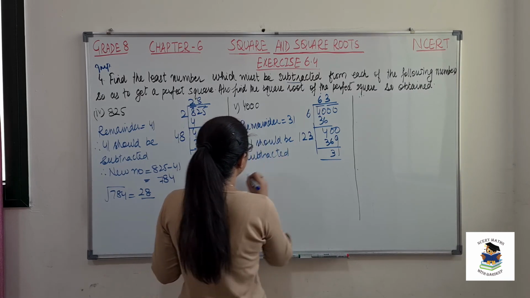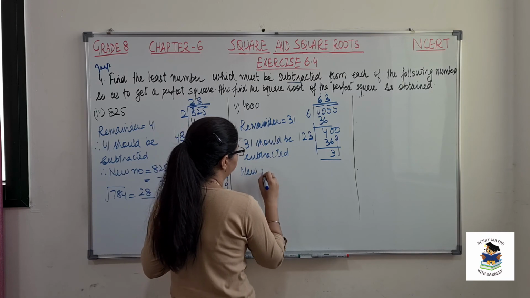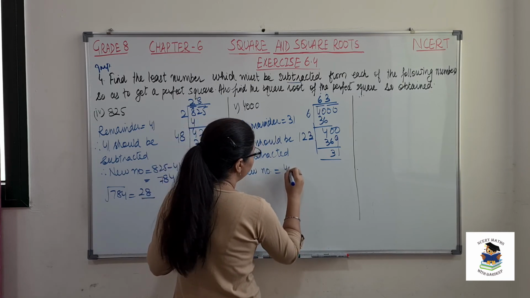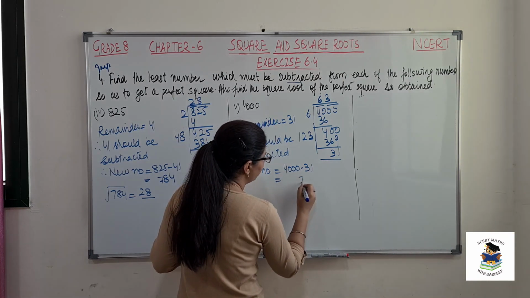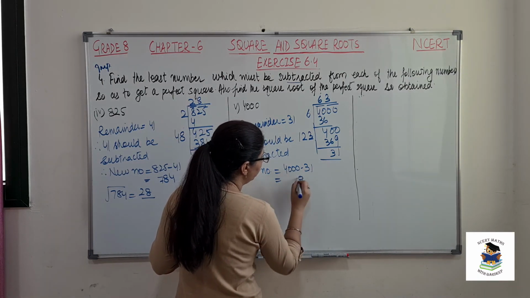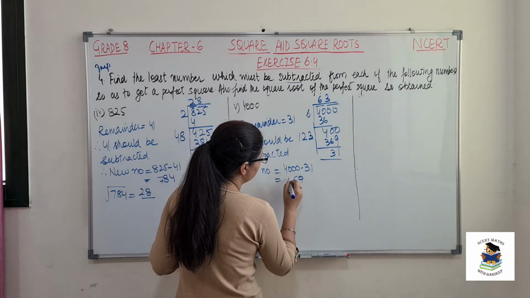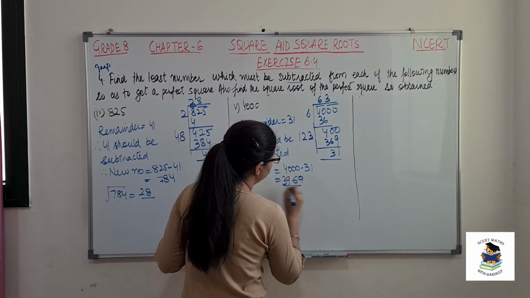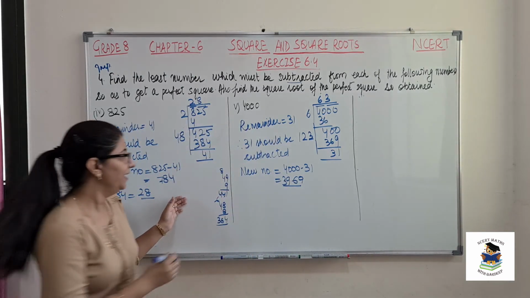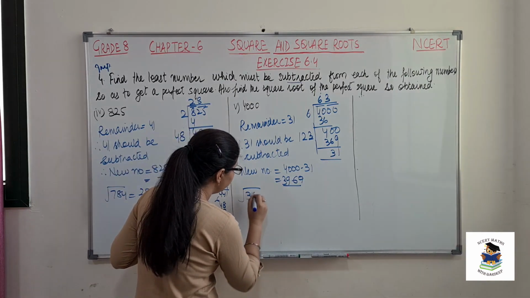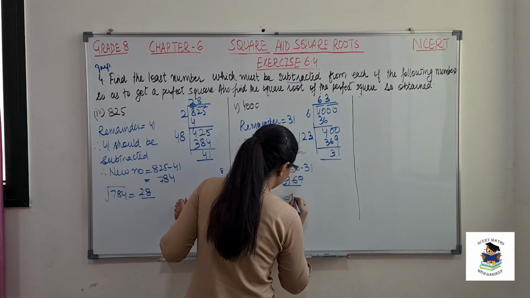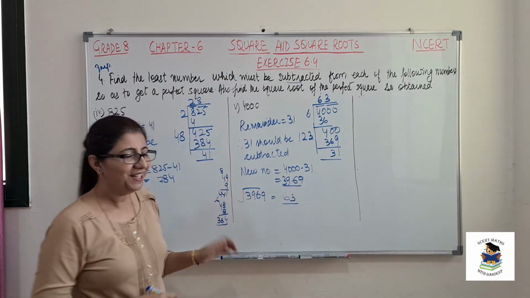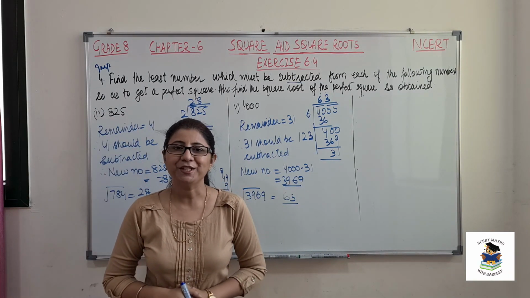Okay, so what is our new number? This is 4000 minus 31. So 10 minus 1 is 9. 9 minus 3, 6. So 3969. Okay, and what is square root of 3969? So 63. Okay, with this question, our question number 4 is over.